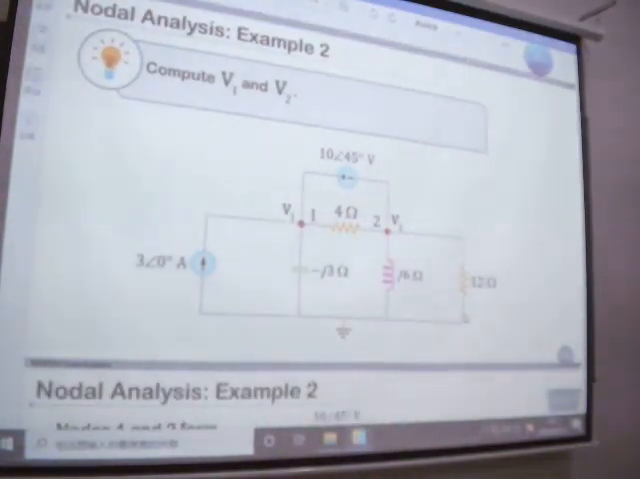Right, now we're going to see the second example. For this example, it's a really easy one, easier than the last one. The only difference is we have two sources inside. One is a voltage source, and another one is a current source. Here you can see there is a phase difference between the two sources. This one is 0, and this one is 45 degrees.